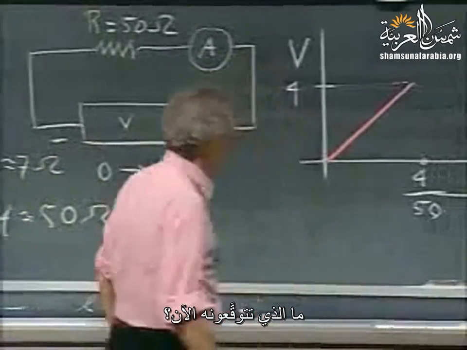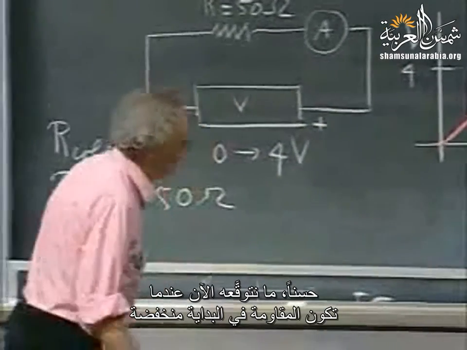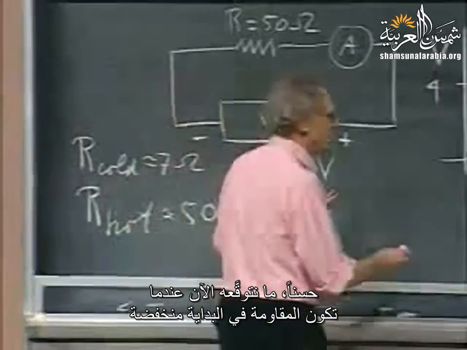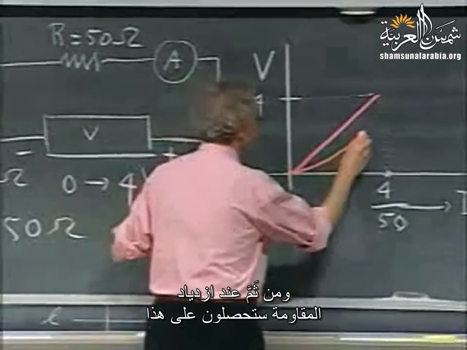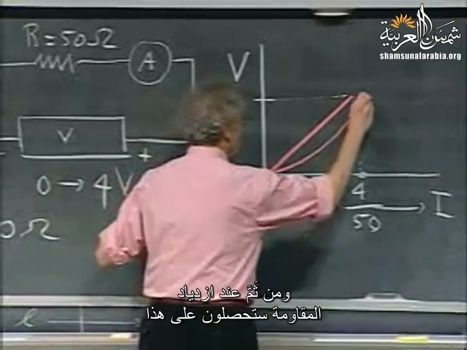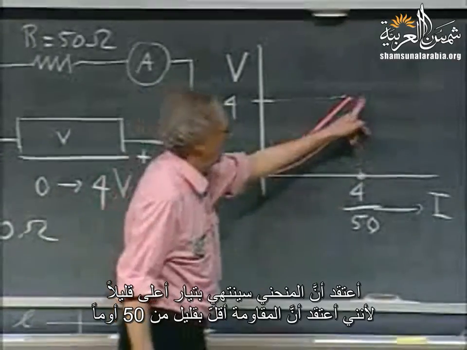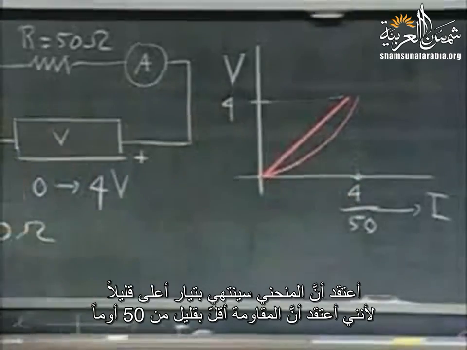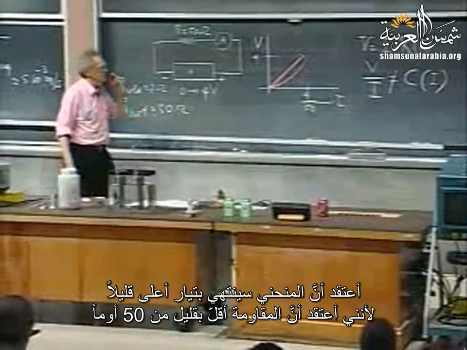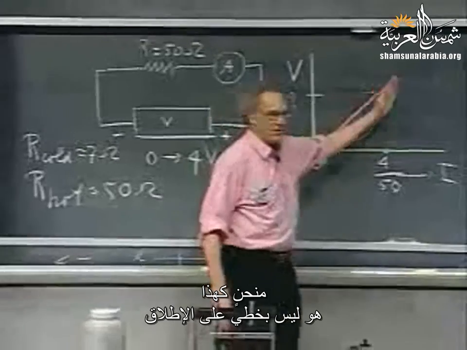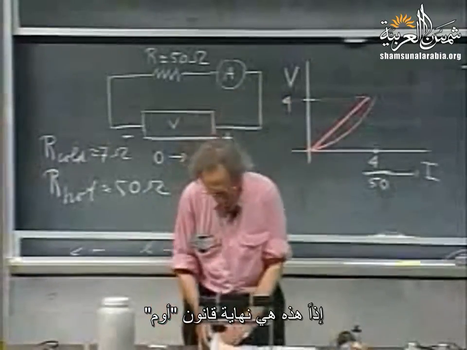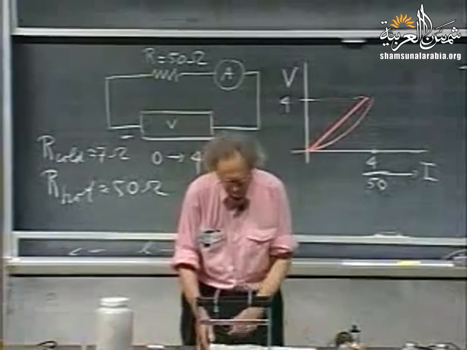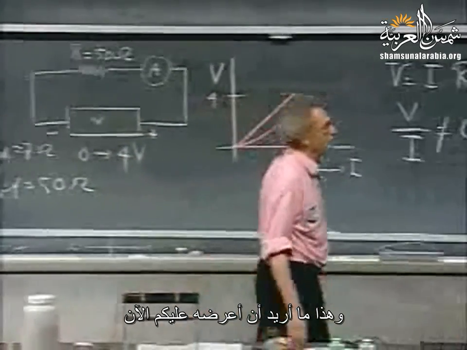What do you expect now? Well, you expect now that when the resistance is low in the beginning, you get this, and then when the resistance goes up, you're going to get this. I may end up a little higher current because I think the resistance is a little lower than 50 ohms. And if you see a curve like this, that's not linear anymore. So that's the end of Ohm's law. And that's what I want to show you now.